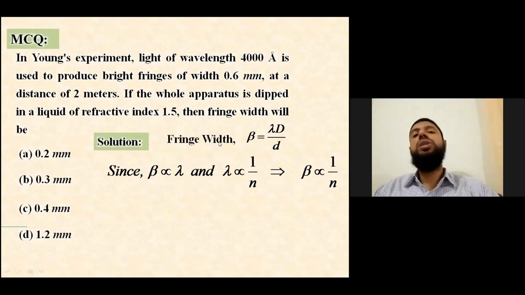Then beta is directly proportional to lambda, but lambda is inversely proportional to refractive index. Then how are the fringe width and the refractive index related? They are related by beta being inversely proportional to n.